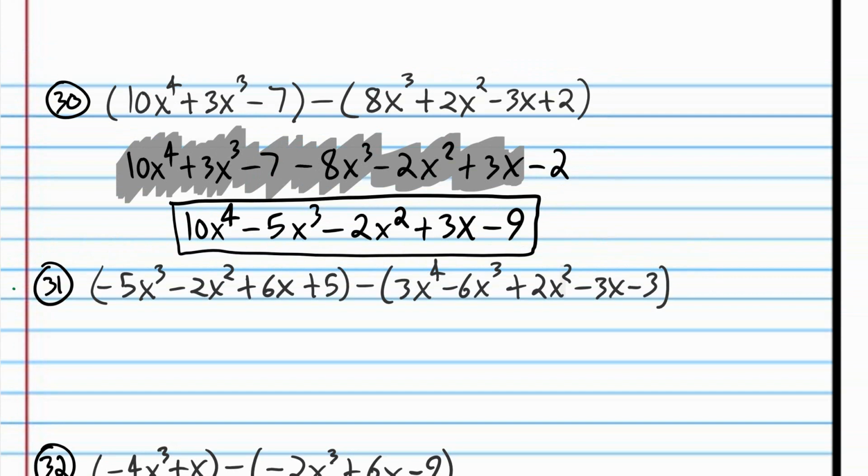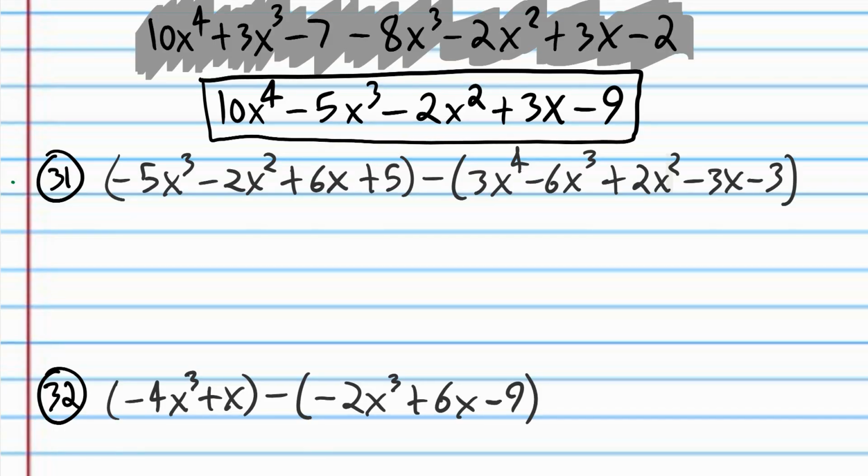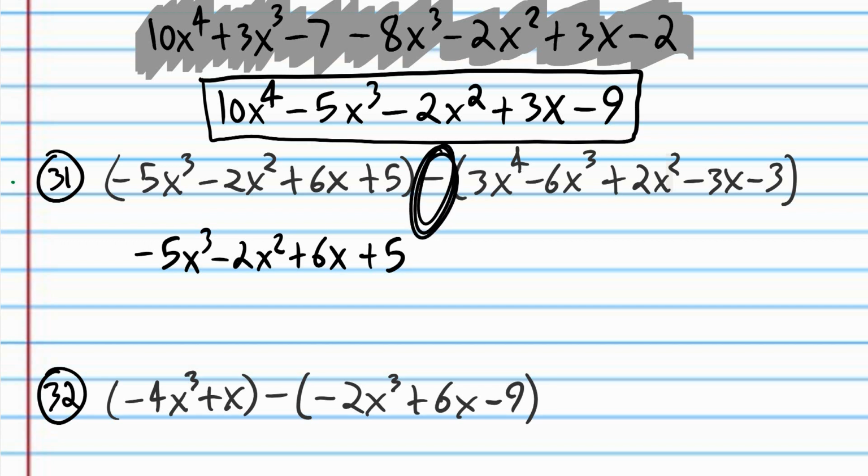So go ahead and try number 31, and when you come back we'll do it together. Okay, we're back. So we're going to get rid of the parentheses on the first polynomial. We're going to erase this negative here and just change all the signs.